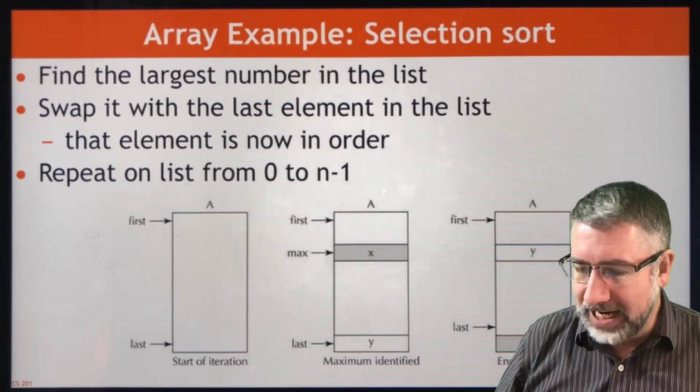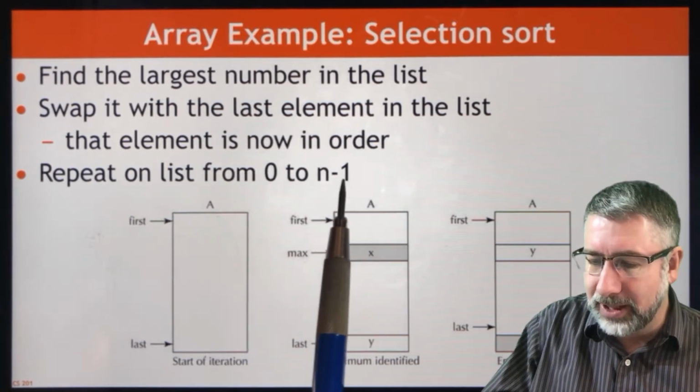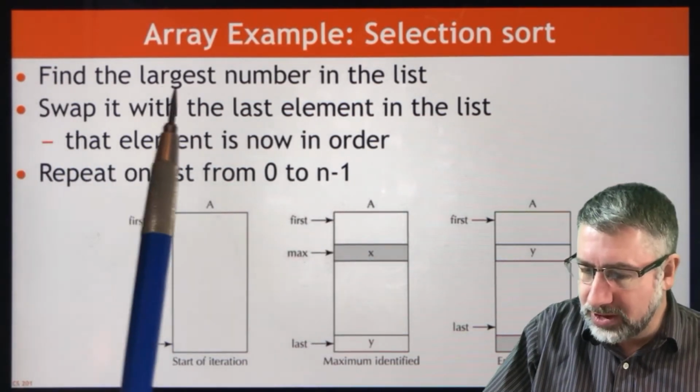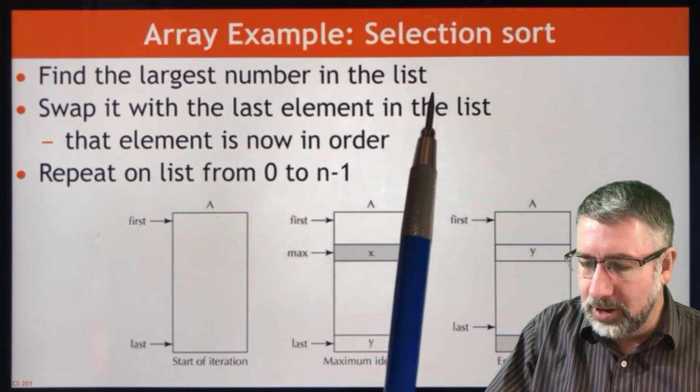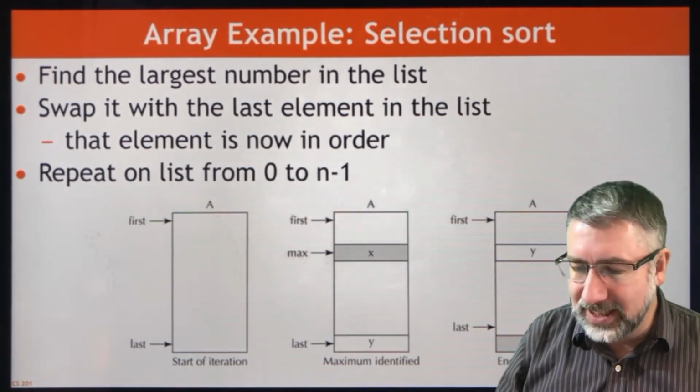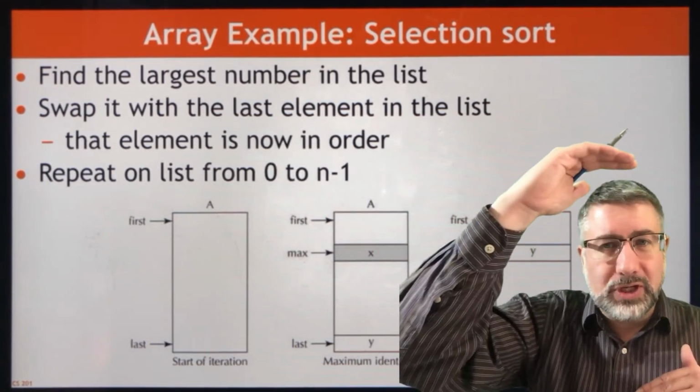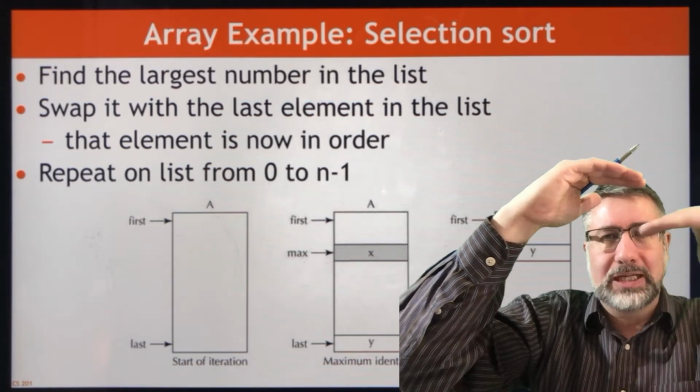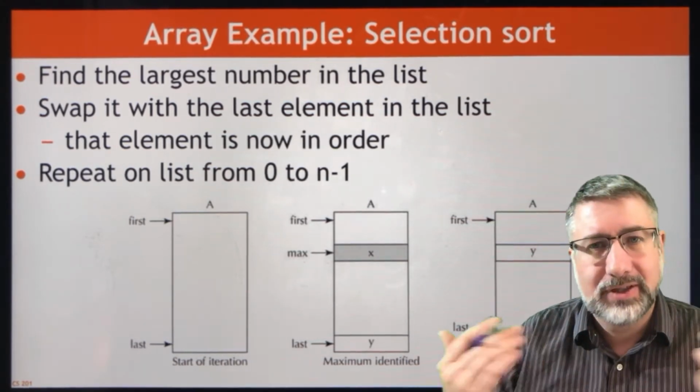So what we're going to do is we're going to have a list that's going to start from 0 and go to n minus 1. We're going to search through the entire list. We're going to find the largest number on the list, and we're going to swap it with the last element in the list. And then we're going to do it again for a list that's one less and one less and one less until we only have one element left, and then we're done.